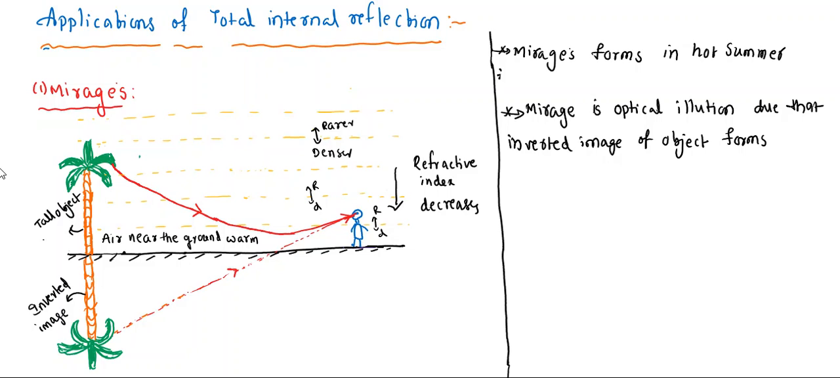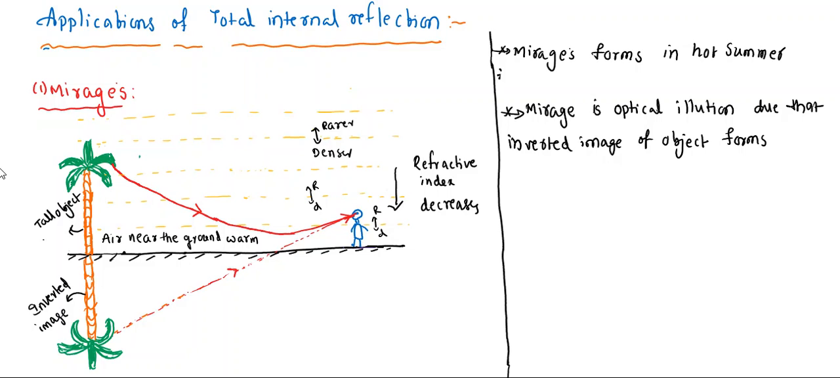You see here, this is the figure I am going to explain. There is a tall object, and one fellow is standing at a long distance from the tall object, watching it. In hot summer the earth acquires heat within a short period and becomes warm, and it transfers the heat to the layer of air which is in contact with the ground. That means the air layer in contact with the ground gets warm first.